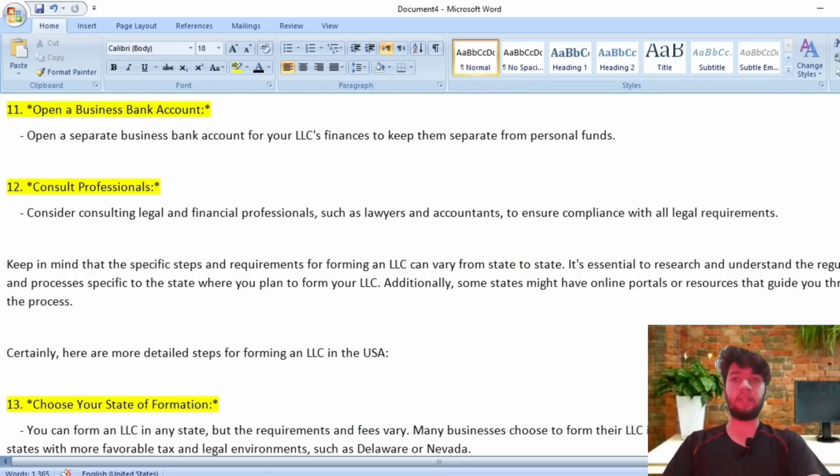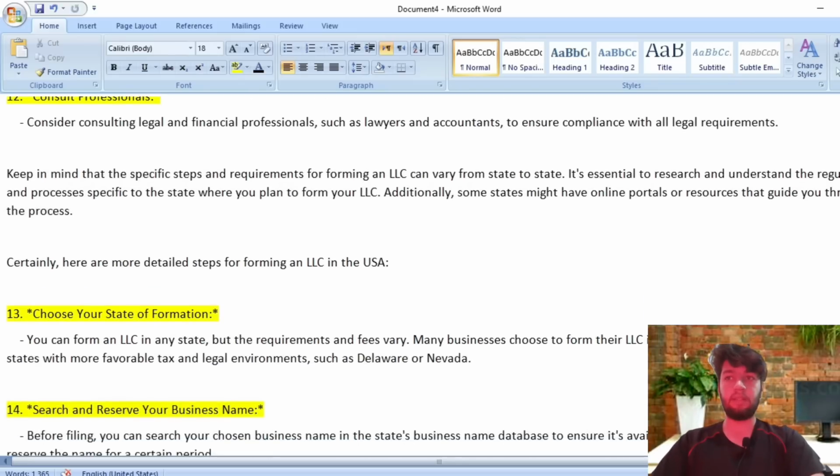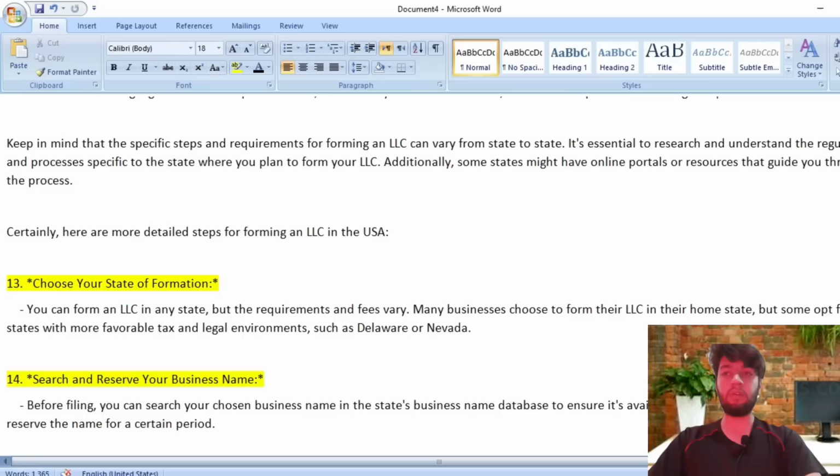Certainly, here are more detailed steps for forming an LLC in the USA. Choose your state of formation. You can form an LLC in any state, but the requirements and fees vary. Many businesses choose to form their LLC in their home state, but some opt for states with more favorable tax and legal environments such as Delaware or Nevada.